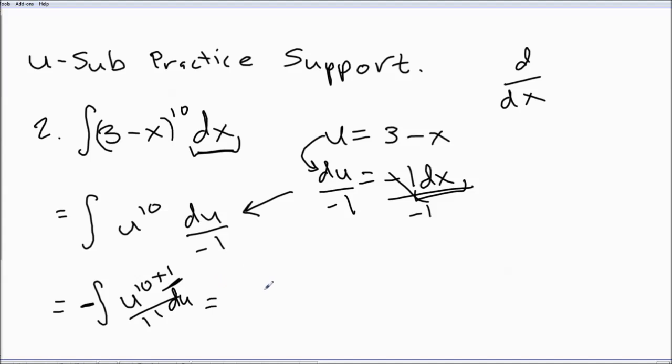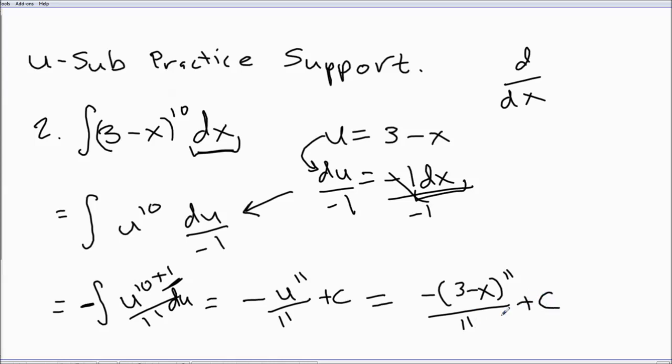I've done what I was asked, so I'm not going to rewrite those. So now I've got negative u to the 11th over 11 plus c. This is the part where I'm going to sub it back in now that I've actually done the calculus. Once the calculus is done, now I'm going to substitute backward again. So I get negative (3 minus x) to the 11th over 11 plus c.